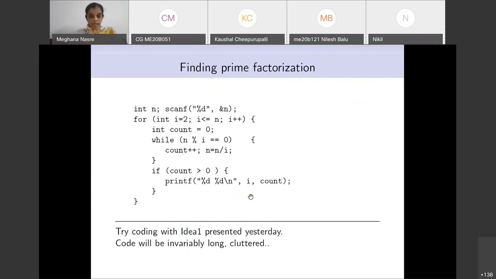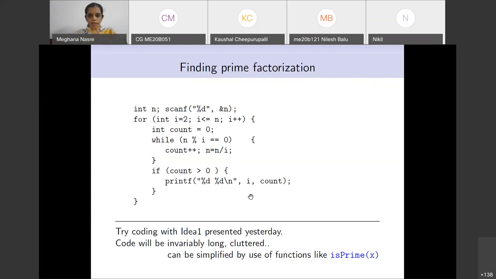Yeah, so I didn't know whether we'll go over Chinmay's idea here. If you haven't tried out, try coding it with idea 1, and the code will be long and cluttered, in the sense it will have several portions. Of course, it can be simplified by using functions like is_prime, because then the first part of Chinmay's code will go away. He will just call is_prime every time he's checking whether that integer i is prime or not.